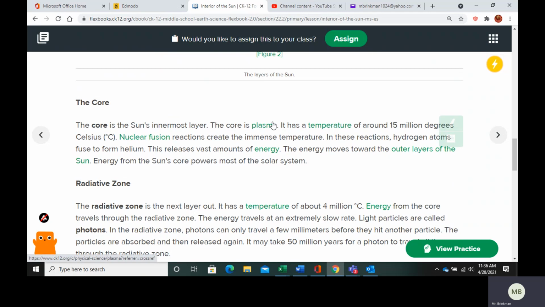The core is plasma, and its temperature is around 15 million degrees. In here, we have nuclear fusion going on. Basically, in nuclear fusion, you have hydrogen atoms coming together, or fusing, to form helium. When the nuclei of these atoms come together, it releases a lot of energy.